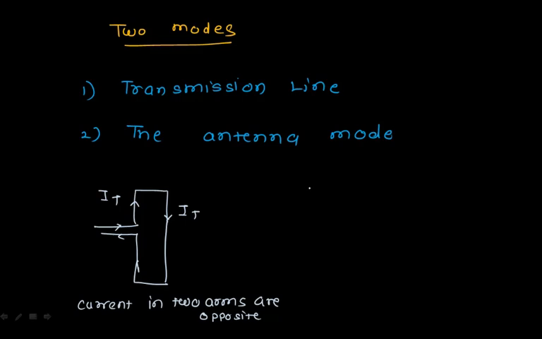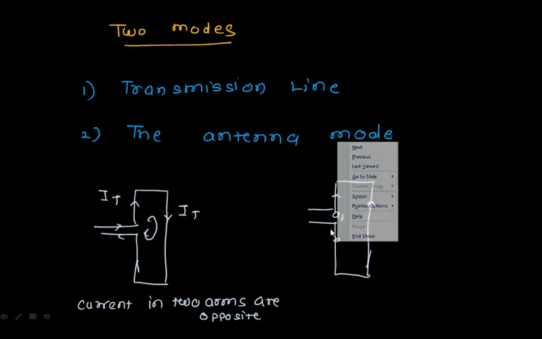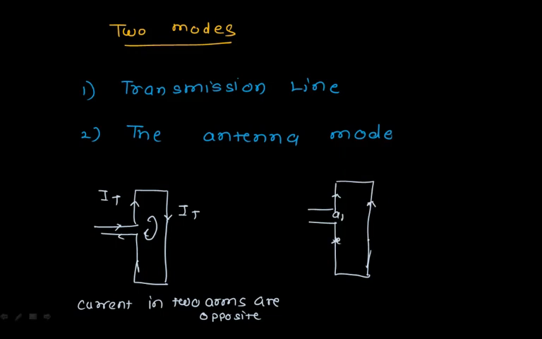What about the antenna mode? This is the structure of the antenna mode, where you are having the current in the same direction. If you are giving some input, they will form a closed loop here, as in the transmission line. But here, the currents will be in the same direction. This is the direction of the current. So if the current is IA, it will be IA by 2 in each arm. This mode is called the antenna mode.